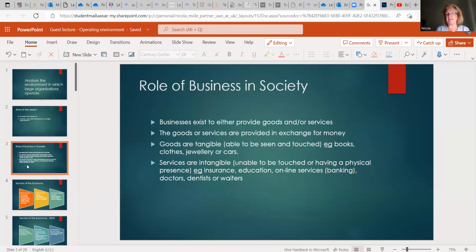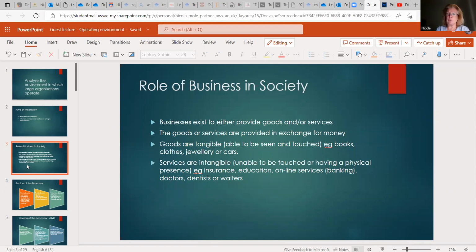So businesses exist to provide goods and or services to their customers, all right? So goods or services are provided in exchange for money. It's pretty obvious, but it's always good to revisit some of these points and keep it in mind. It helps keep us focused on what we're studying.